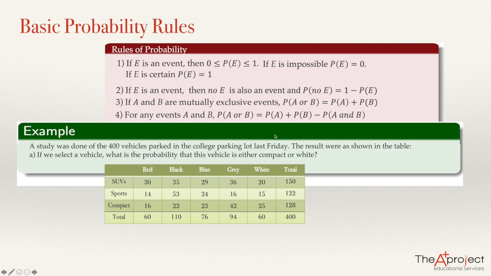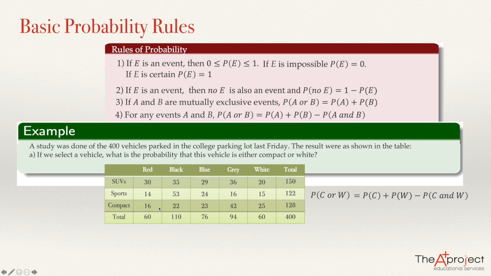So in this case, I'm going to call compact C. We're going to compute the probability of being compact or white. This will be the probability of the first one plus the probability of the second minus the probability of the two happening at the same time. So it will be the probability of compact plus the probability of W minus the probability of compact and W. And what is the probability of being compact?